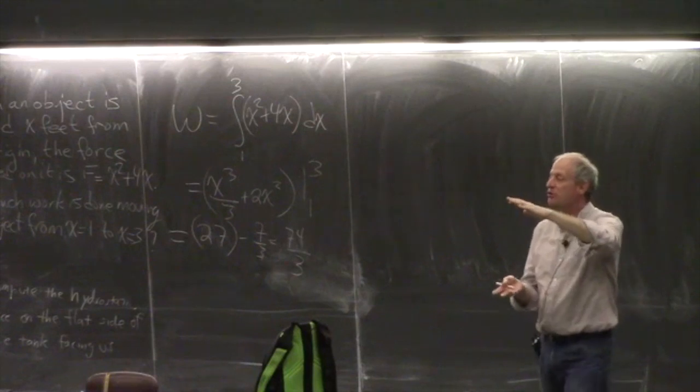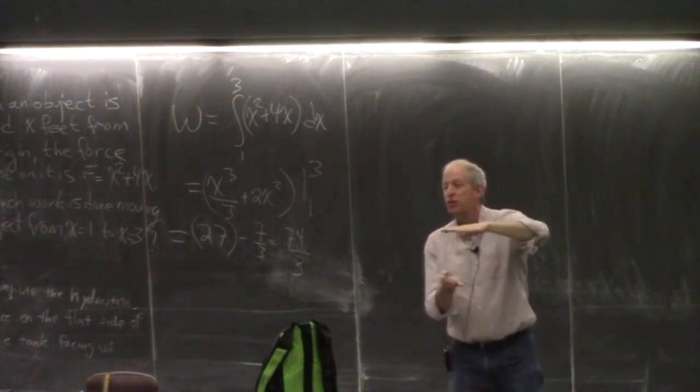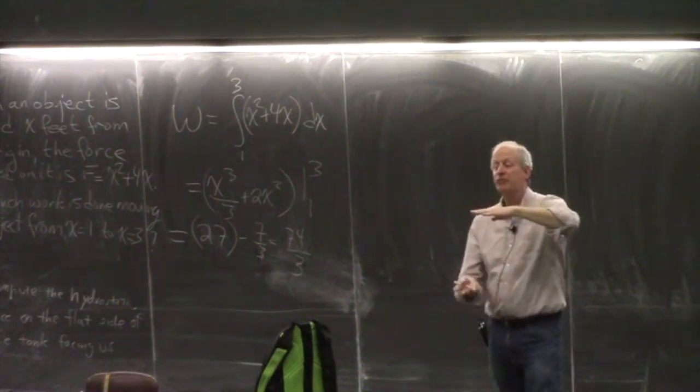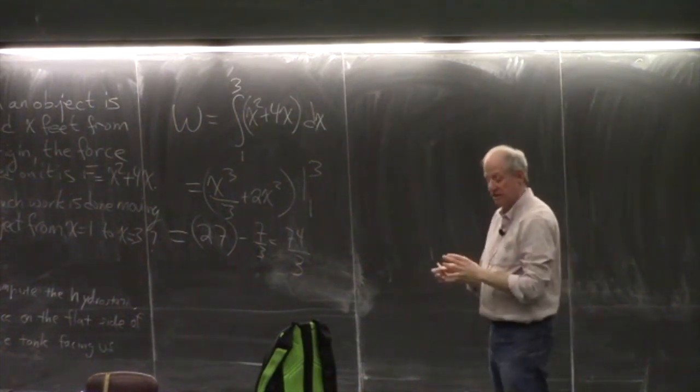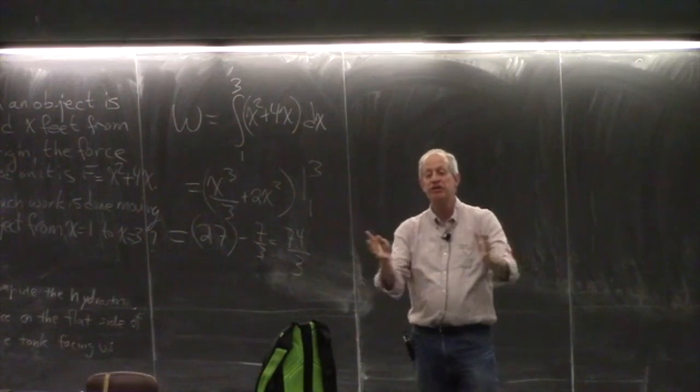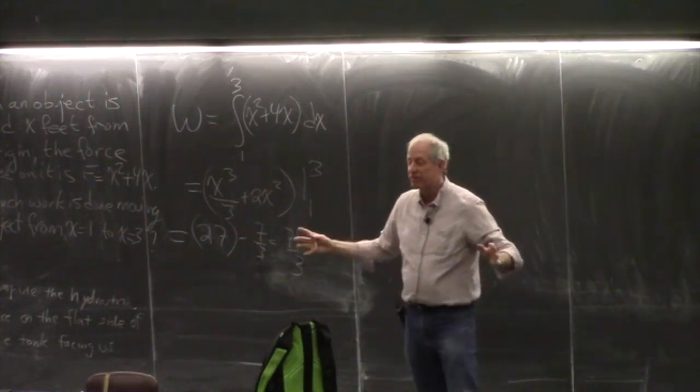So the spring has a natural resting point, and then you push against it or you pull it, and then it has a restoring force. A force that makes it go back to where it was. You pull it out, it wants to go in. You push it in, it wants to go out. That's the fun thing about springs.